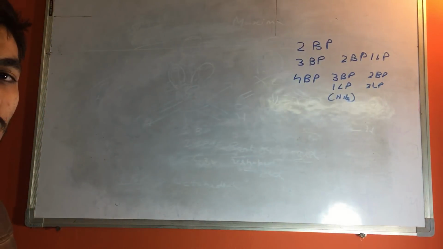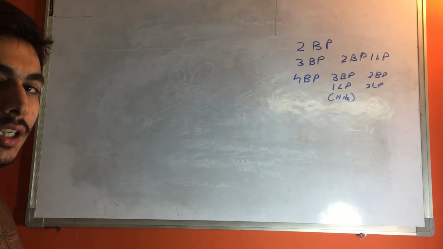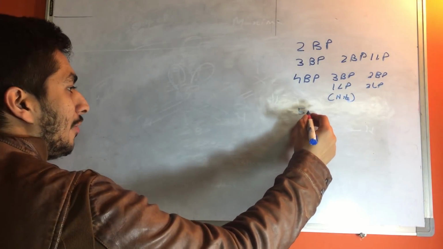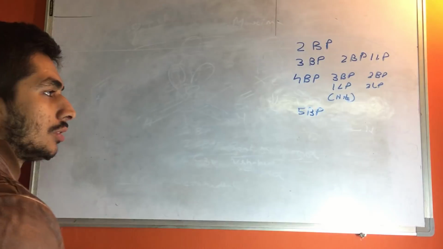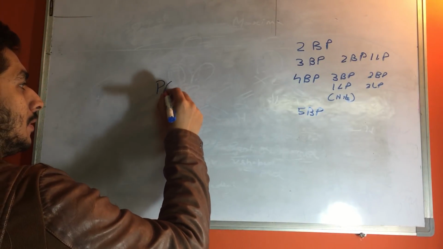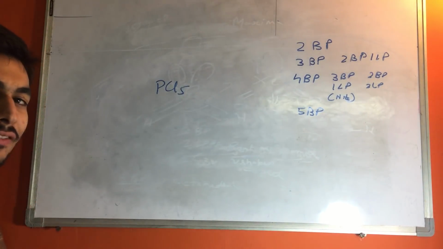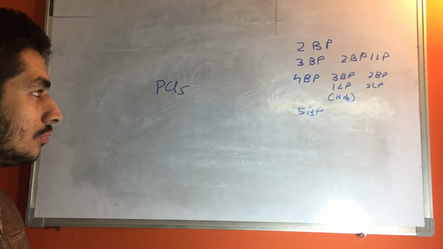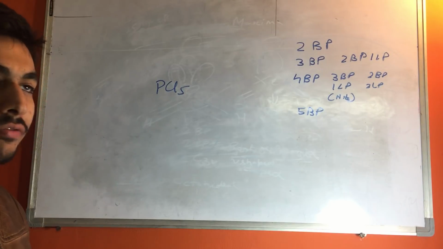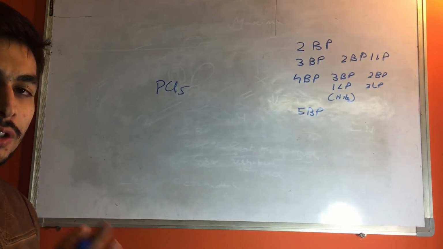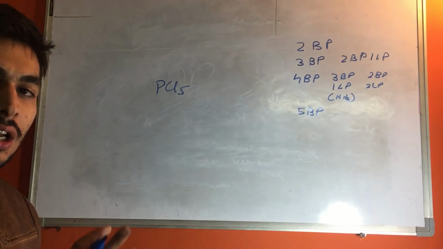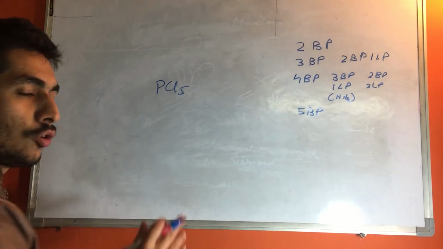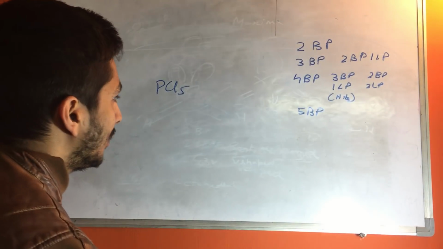Now let's talk about trigonal bipyramidal, the molecular geometry that has 5 electron pairs. So first we'll talk about compounds which have 5 bond pairs. The simplest example is PCl5. In PCl5 we have 5 bond pairs, because phosphorus has 5 electrons in its valence shell. All 5 are participating in bonding. So PCl5 has a trigonal bipyramidal structure. It's very, very simple to understand.